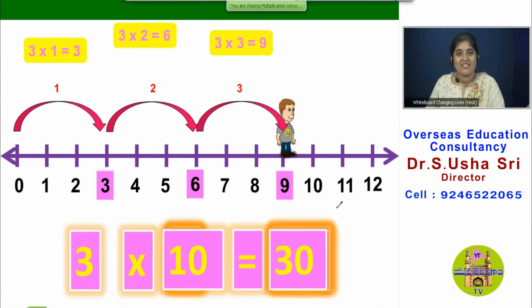So did you all understand, children, how we got the 3 table? 3 steps at a time. Jumping 1 time, we get 3 ones are 3. Jumping 2 times, we get 3 twos are 6. 3 times, 3 threes are 9. 4 times, 3 fours are 12. 5 times, 6 times, 7 times, like that. When we come to 10 jumps, we have 3 tens are 30. That's how we have the 3 table.